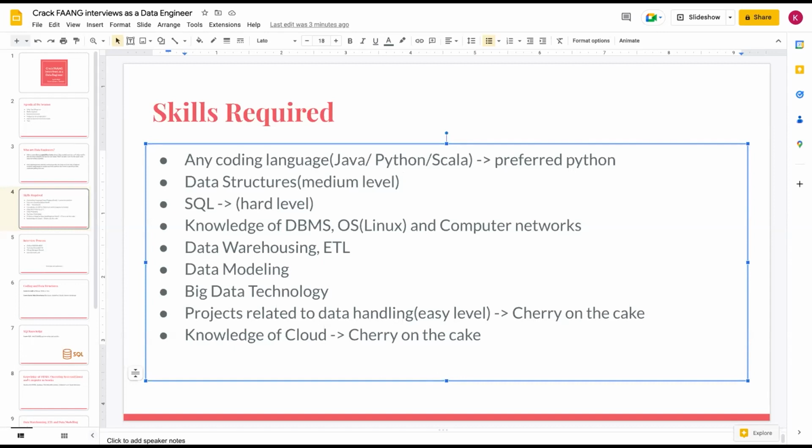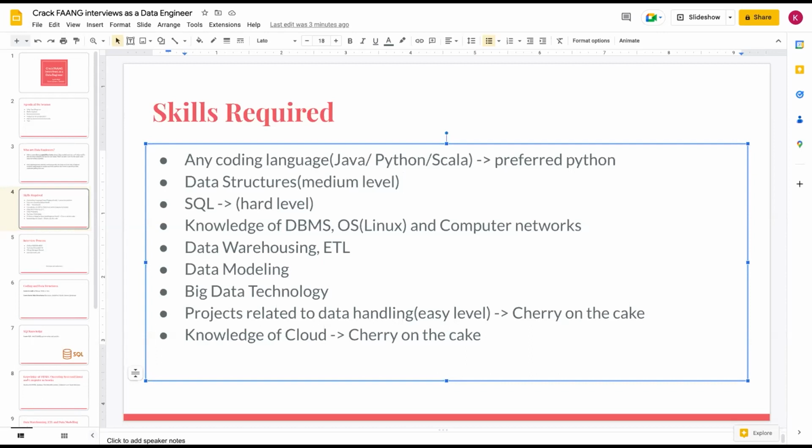So this is, I will say, the basic expectation required from a candidate. If you are a fresher, then medium level will also work. But if you have 1.5 or more than 1.5 or 2 years of experience, then the expectation is you should have very well-versed knowledge of SQL.